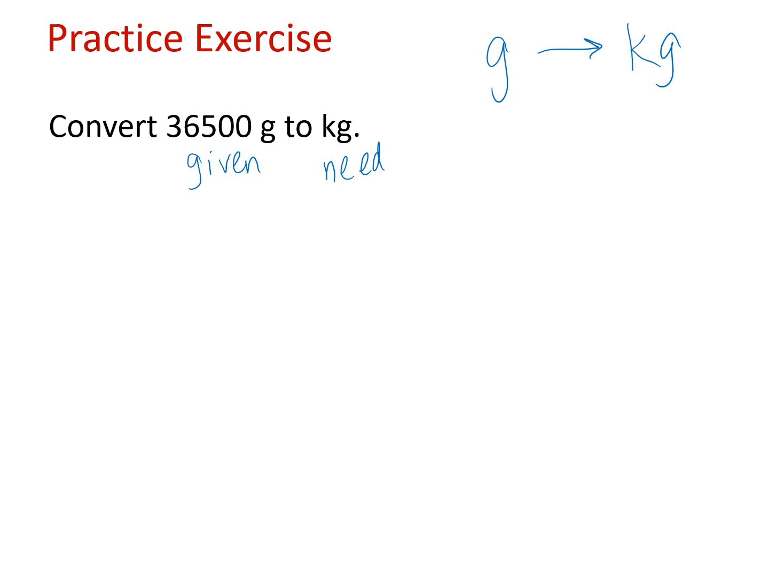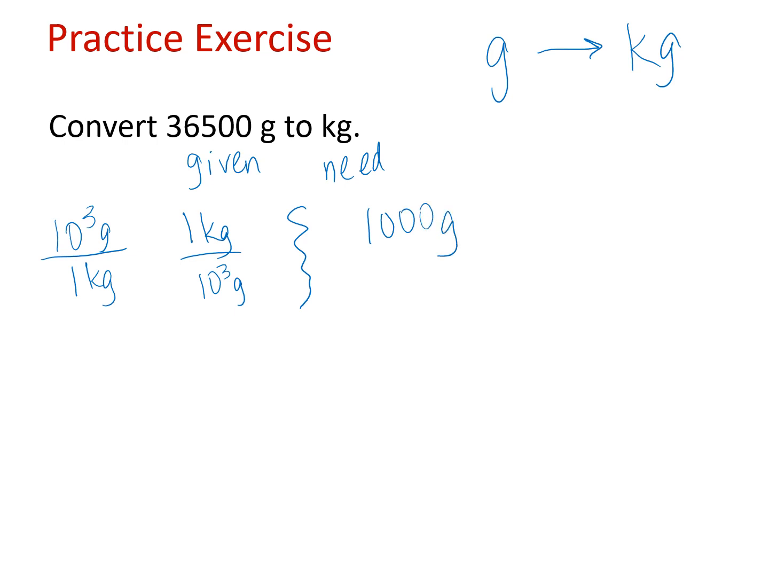So again, we can show it two different ways. We can show it where we have 10 to the 3 grams is equivalent to 1 kilogram. Or I could have flipped it and had 1 kilogram over 10 to the 3 grams. If you prefer not to utilize scientific notation, you could have also shown it as 1,000 grams is the same as 1 kilogram, or 1 kilogram is the same as 1,000 grams. Either one that you decide to use is fine. So we know our given and needed units. We know that there is a relationship. We now have the conversion factors.